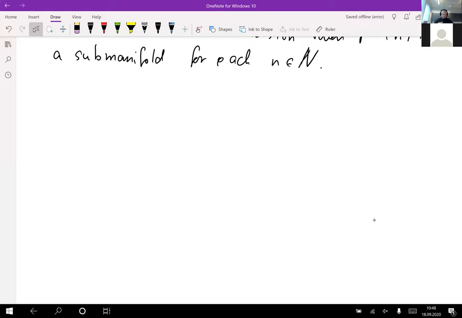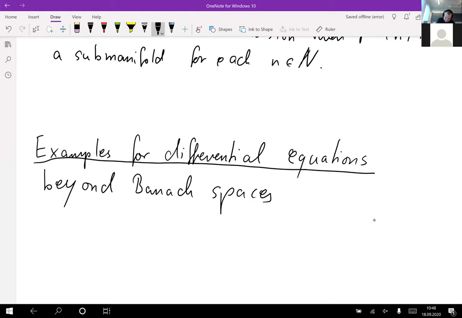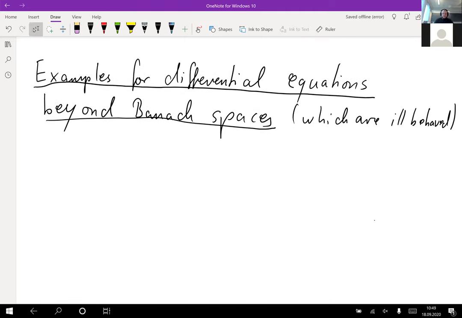For this behavior, we switch over to the writing again. So let's consider examples for differential equations beyond Banach spaces which are ill-behaved. Okay. And so let us start with an example, which you can also find in the appendix, so it's 835.